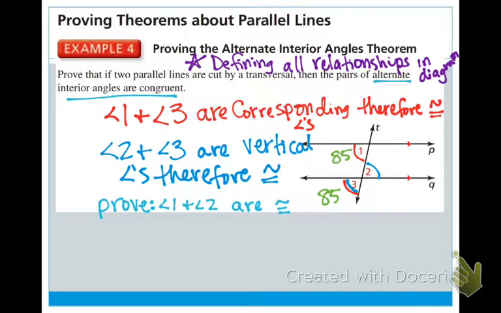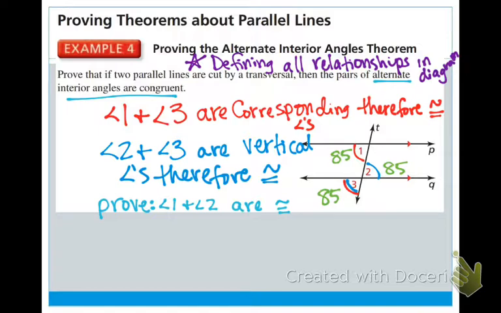Then we said angle 2 and angle 3 are vertical. So therefore they're also congruent. So then what is angle 2? What would angle 2 be? 85. So did we just prove that 1 and 2 are congruent? Yes. This is called the transitive property. You also learned it in the law of syllogism. If 1 and 3 are congruent and 2 and 3 are congruent, that means 1 and 2 are congruent.